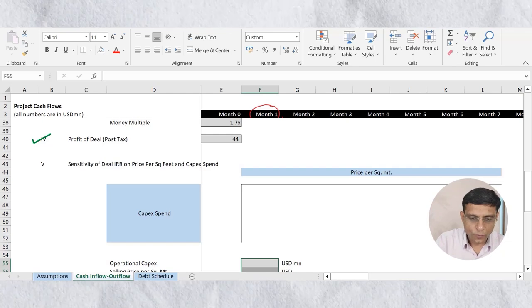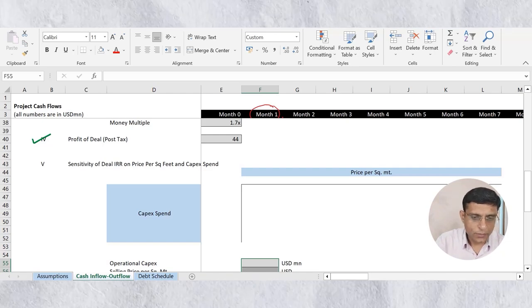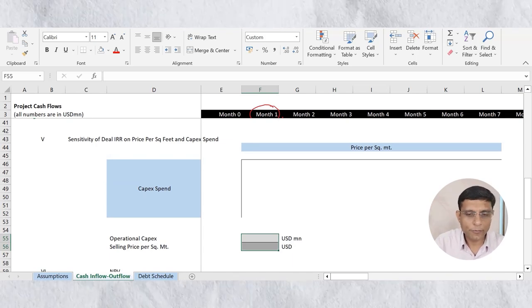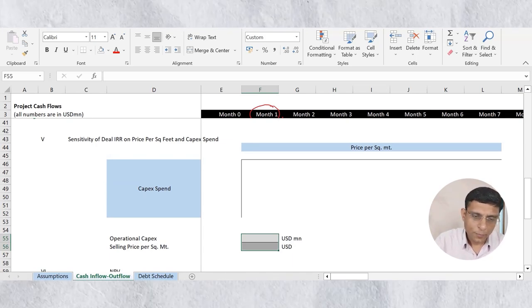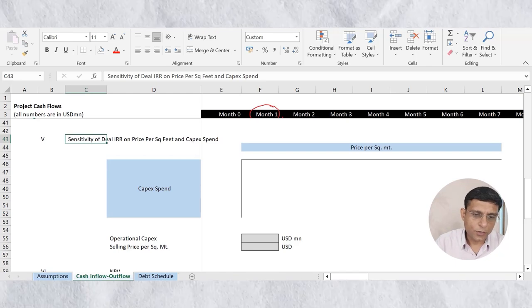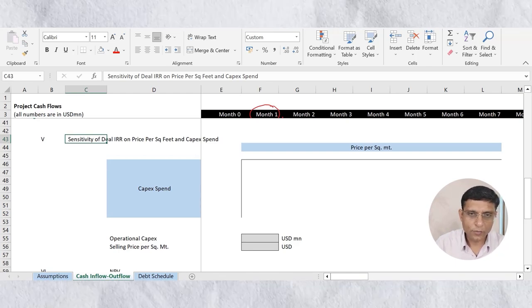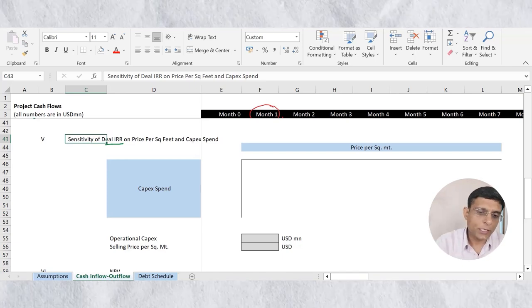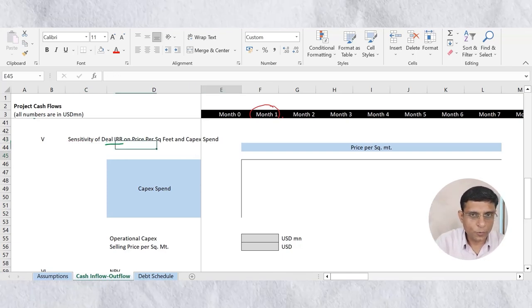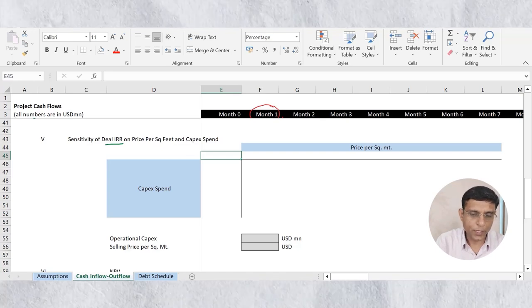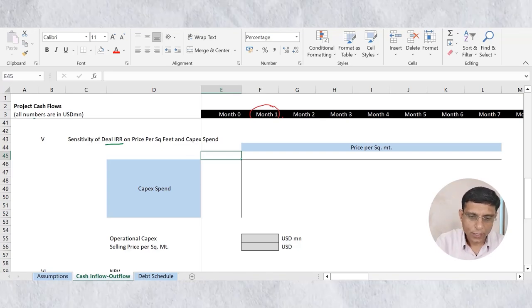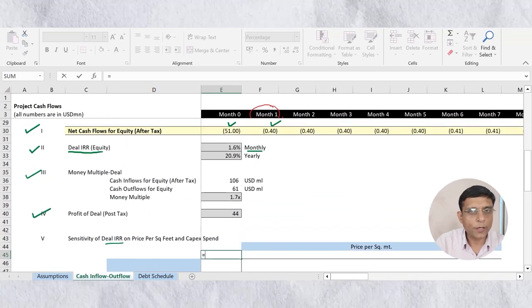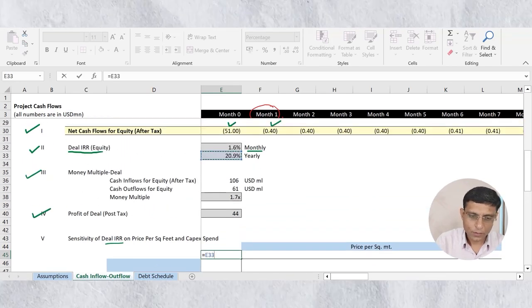Friends, first of all, you can see this is the format of sensitivity analysis. You can just create it like a 2x2 matrix. Requirement number 5, sensitivity on deal IRR. On the output you want to run sensitivity, you need to link that final output of your model here in this cell in the corner. So I need to run sensitivity on the deal IRR, which is 20.9% annual IRR.